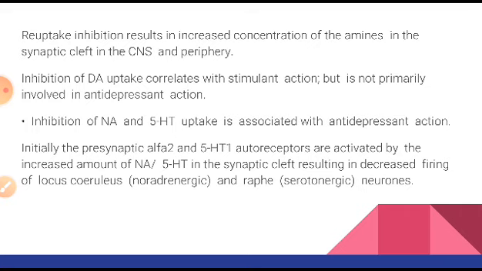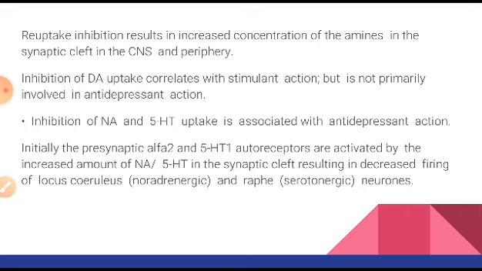Inhibition of dopamine uptake correlates with stimulant action but is not primarily involved in antidepressant action. Inhibition of noradrenaline and 5-HT uptake is associated with antidepressant action. So as we have discussed in the beginning itself, the main target is the noradrenaline and 5-HT uptake.